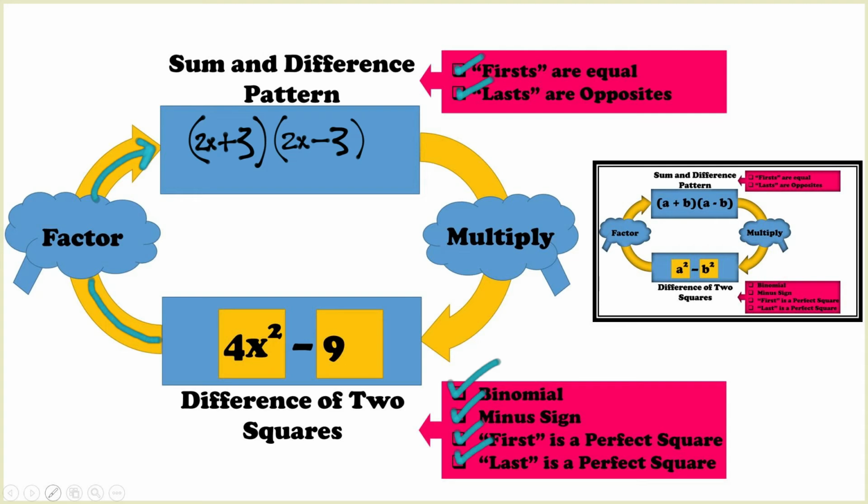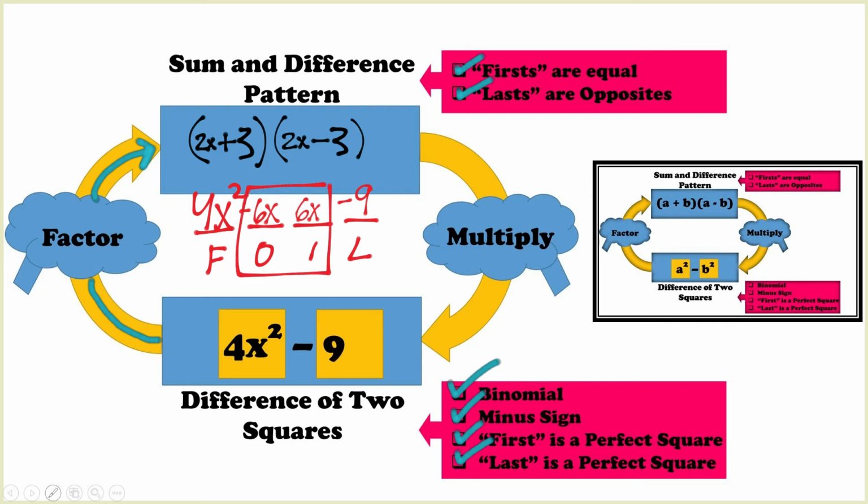So now let's check it quickly by FOILing to make sure that we did it right. So 2x times 2x is 4x squared. Negative 3 times 2x is negative 6x. Positive 3 times 2x is positive 6x. And positive 3 times negative 3 is negative 9. So these two middle terms will drop out because they add up to 0. And what's left over is our original problem. So the answer to 4x squared minus 9, when you are asked to factor it, will be a sum and difference pattern. And so the final answer is 2x plus 3 times 2x minus 3.